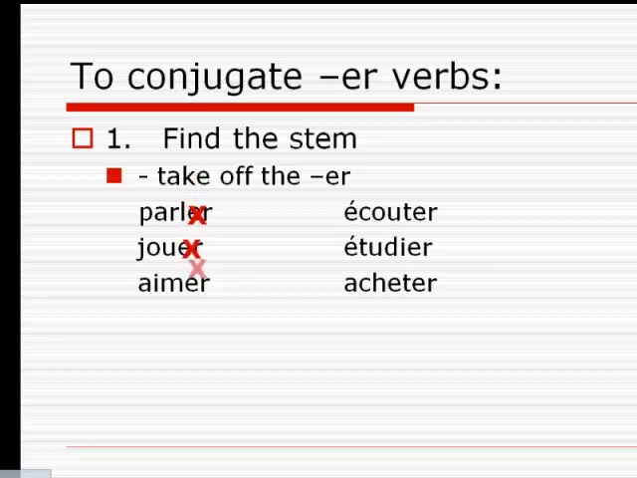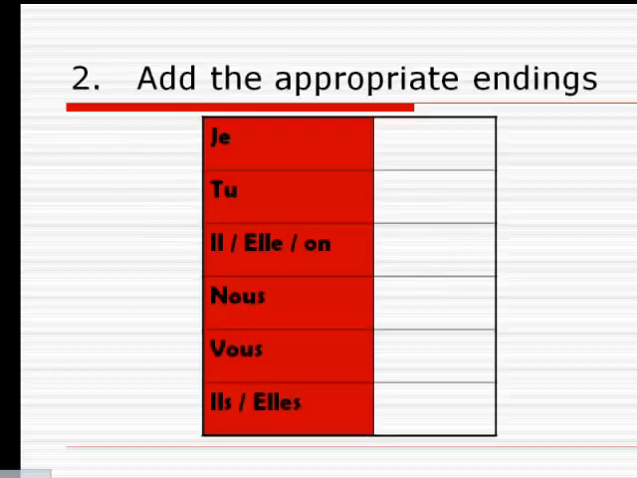So you can take a look at these. If we take off the ER, this is what the stem of these verbs would look like. Then when we use it in a sentence, we'll have to add the appropriate ending. Each subject pronoun has its own ending. So when je is our subject, we'll add an E to that stem.